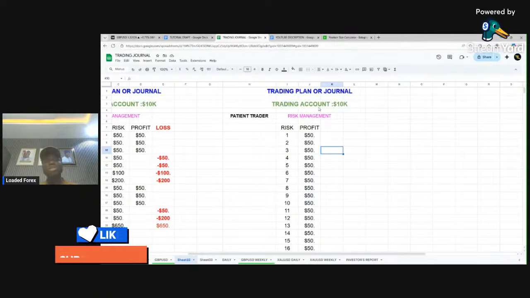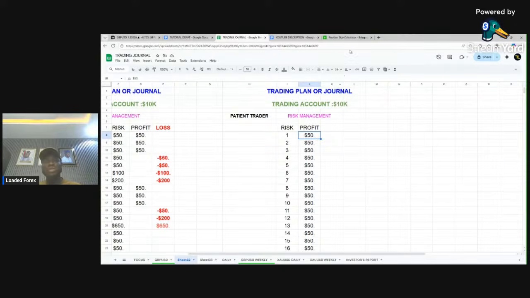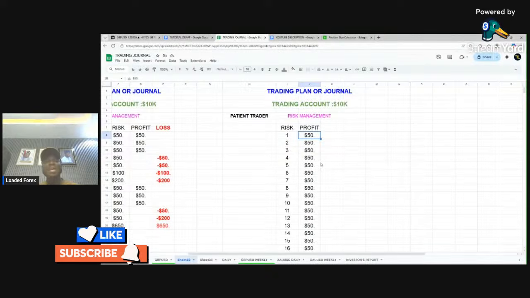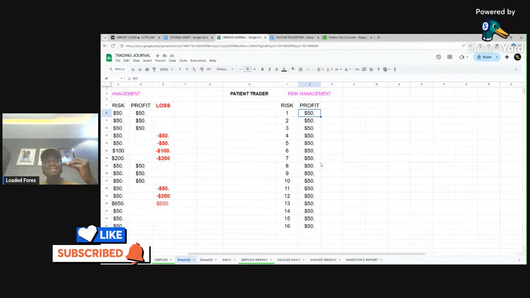The first question I'm going to ask myself is, how much am I willing to lose on this $10,000 profit account that will not wipe me out of the market, that will not affect my sleep at night? So the question is, I want to risk $50 per trade. And what is the percentage? It is 0.5%. Right? 0.5%. So how many $50 can we find in 10,000?